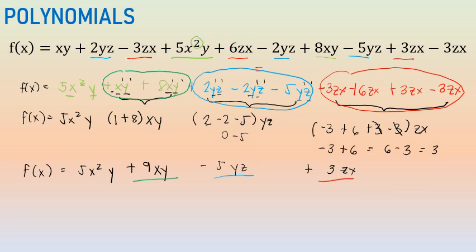Therefore, simplifying, we will arrive at our final answer, f of x is equals to 5x squared y plus 9xy minus 5yz plus 3zx. Yeah. And this is now your final answer, class.